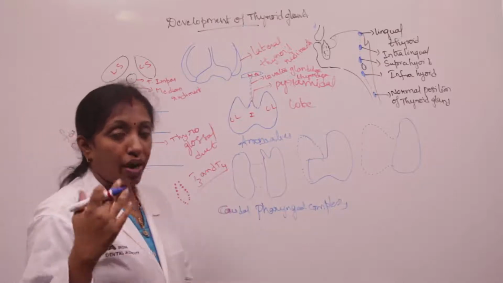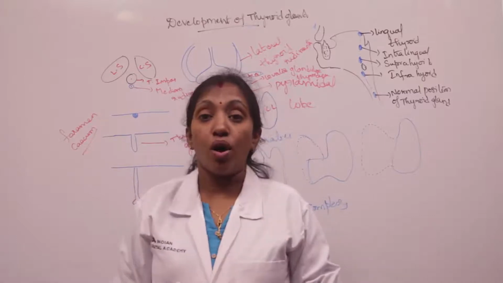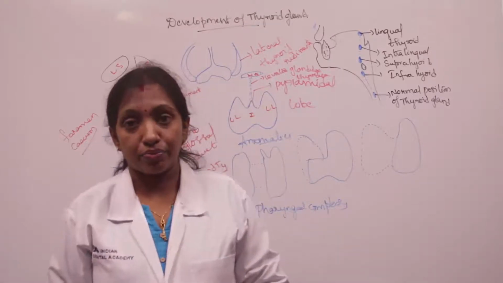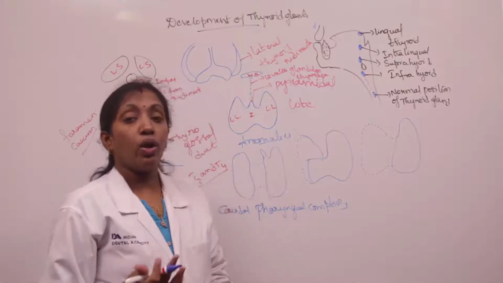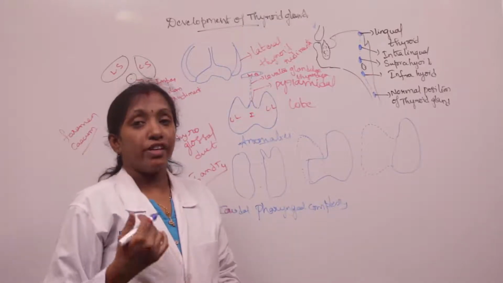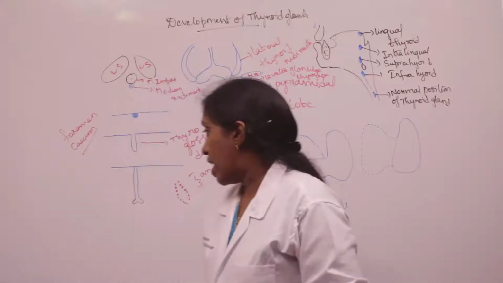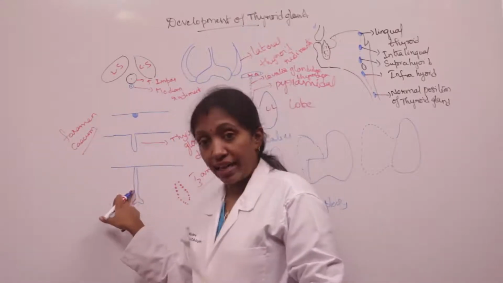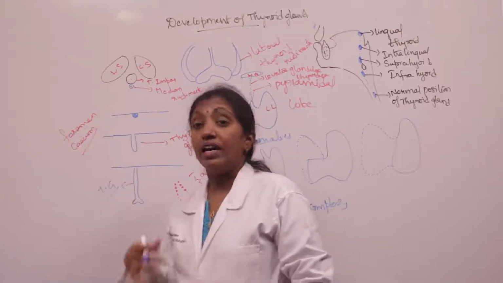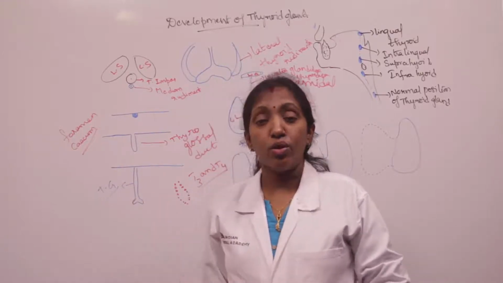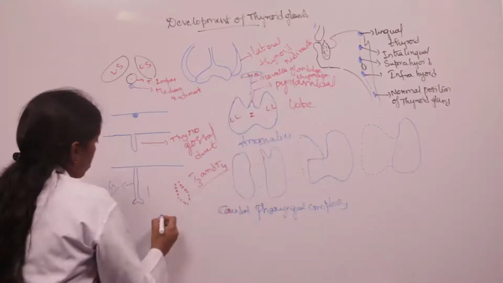And sometimes what happens is this thyroglossal duct remains and it forms a cyst called thyroglossal cyst. If the cyst opens outside into the skin, then we call it thyroglossal fistula. So thyroglossal cyst and thyroglossal fistula occur if the thyroglossal duct doesn't undergo regression.